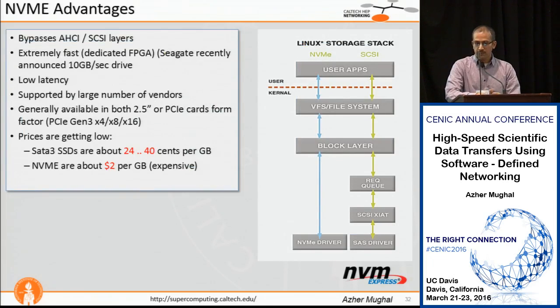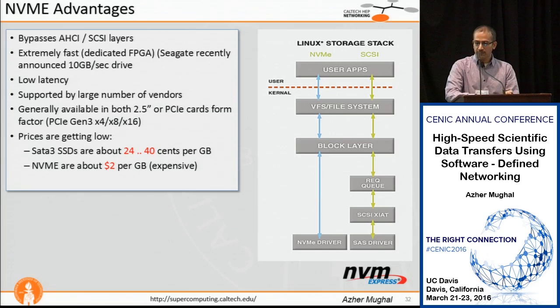The drives I mentioned in the previous slide, they're all NVMe. They're not standard SATA or the AHCI-based drives. These are the NVMe drives, and the advantage is that they are bypassing all those complex and costly layers which are taking lots of CPU cycles.